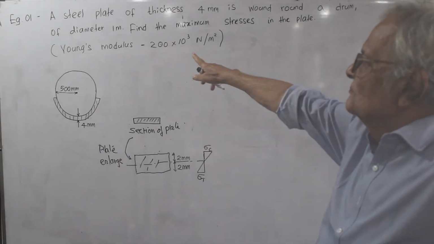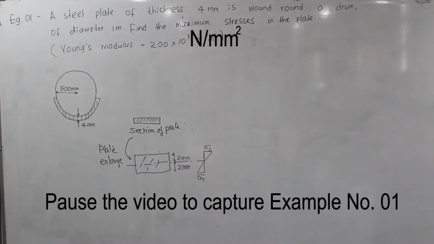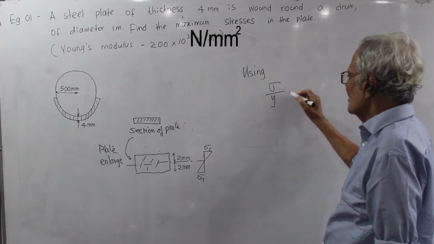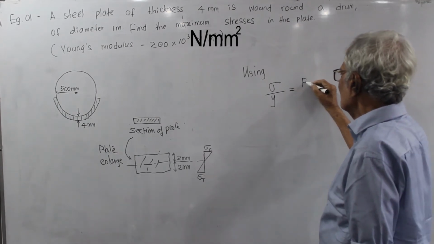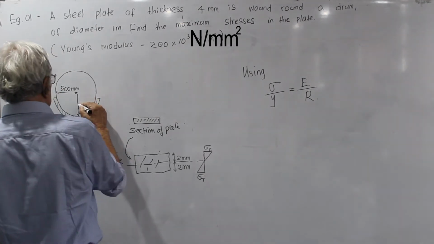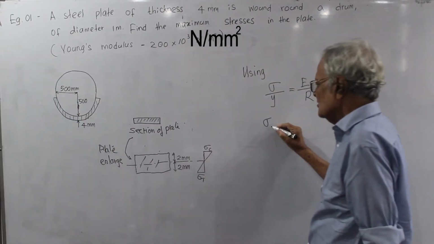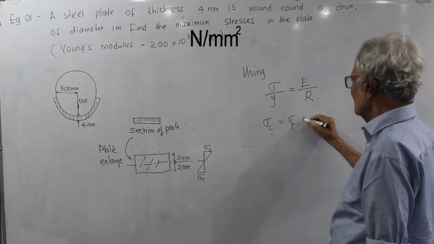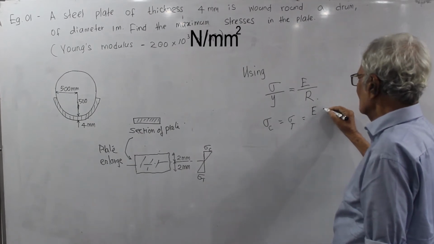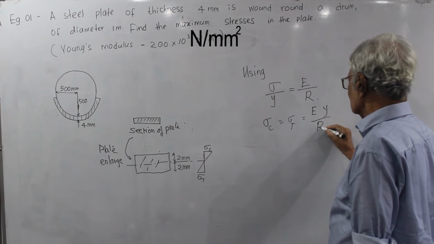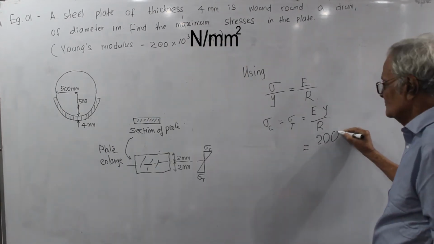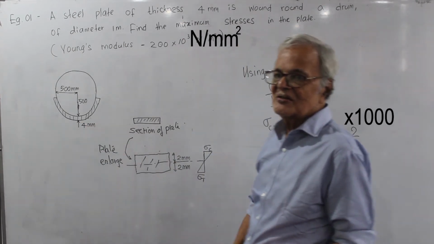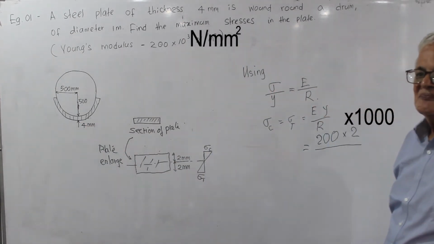Example 1. Using sigma over y equals E over R, sigma C equals sigma T equals E y over R equals 200, y is 2 millimeters, R. So you can take the average.